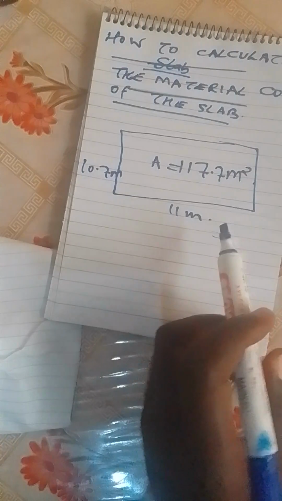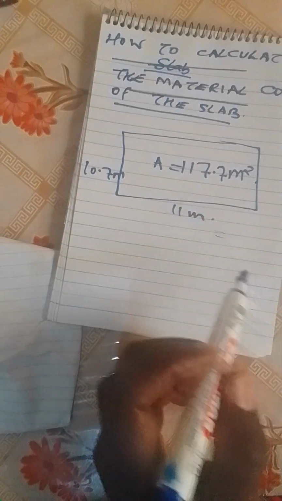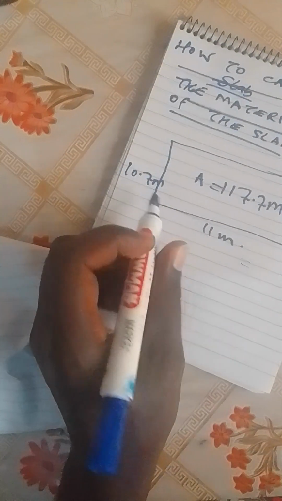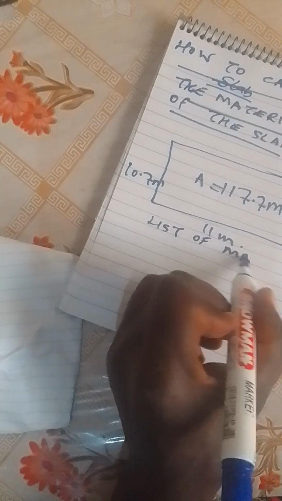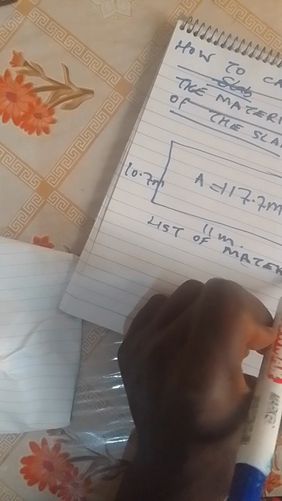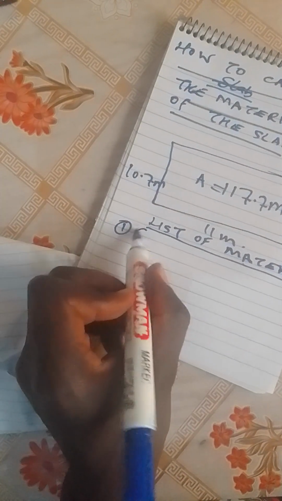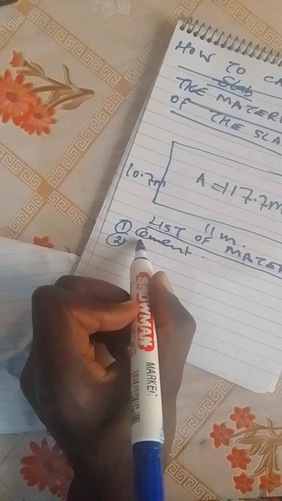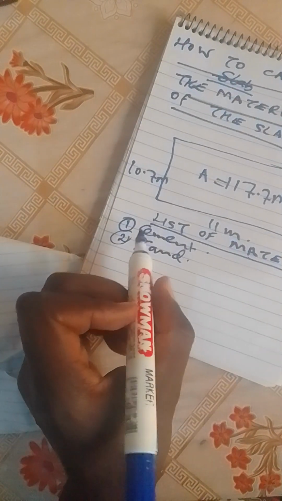So to find the amount of materials required for this area, we need to know first what the materials required for the slab are. Let's check the list of materials. Number one, you will need cement. Number two, you will need sand.